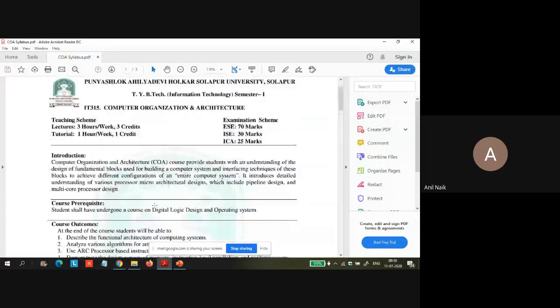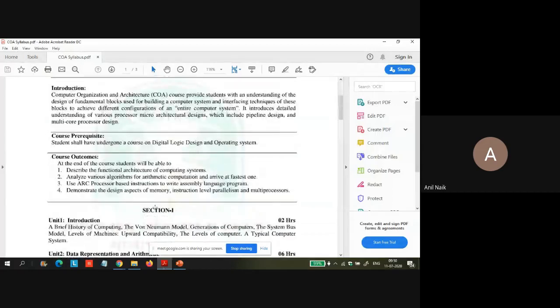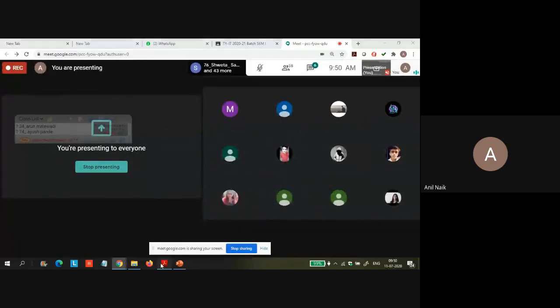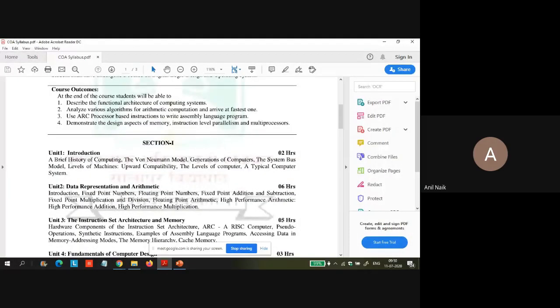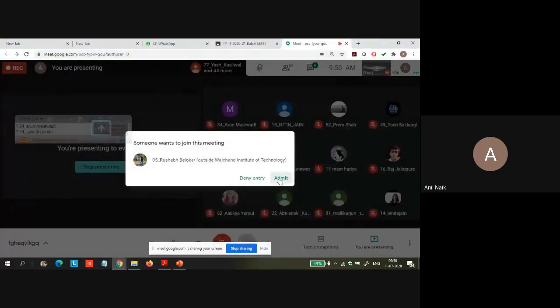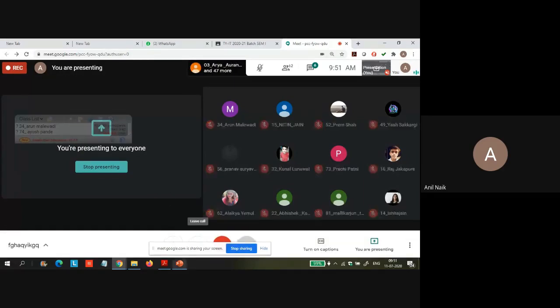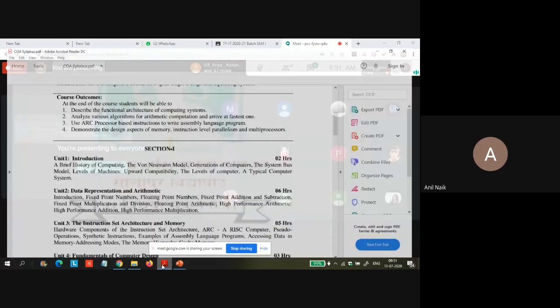Okay, so the second chapter, computer organization and architecture, in that the second unit is data representation and arithmetic. In data representation and arithmetic, we'll study fixed point numbers, floating point numbers, and some algorithms related to multiplication and division. From your examination point of view, you will get around 11 to 12 marks from this chapter. One 7 marks question and one 5 marks question you may get.